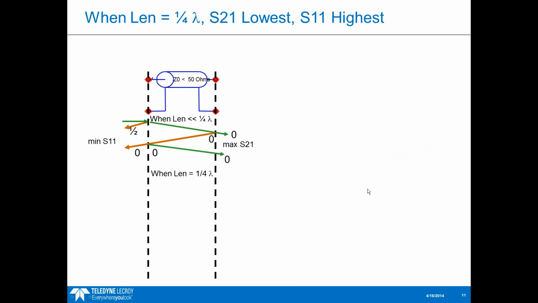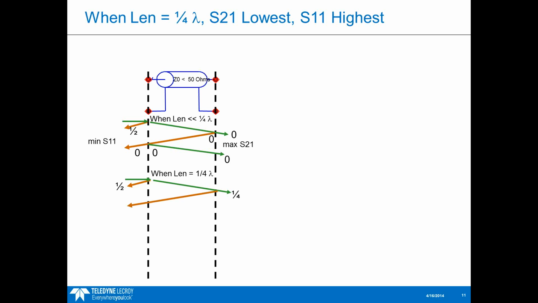So let's look at another case here where we have the length equal to a quarter of the wavelength. In this case, we're going to send in the signal. Again, we go from 50 ohms to 30 ohms. We get this 180 degree phase shift on the reflection. The signal gets transmitted through, but this time, as it goes through the interconnect, it's going to have a quarter wavelength phase shift because we have the length at a quarter wavelength.